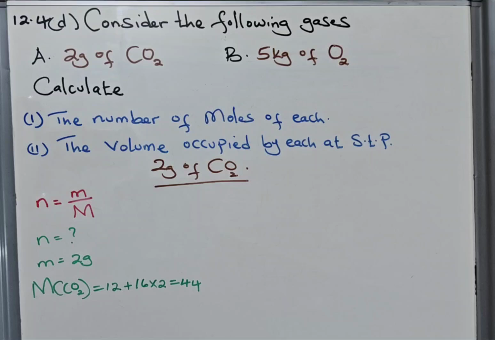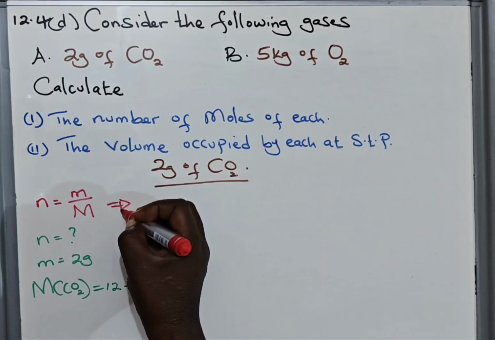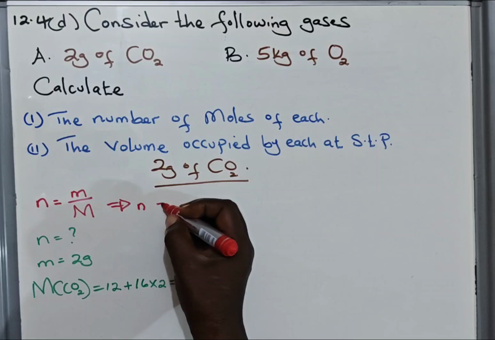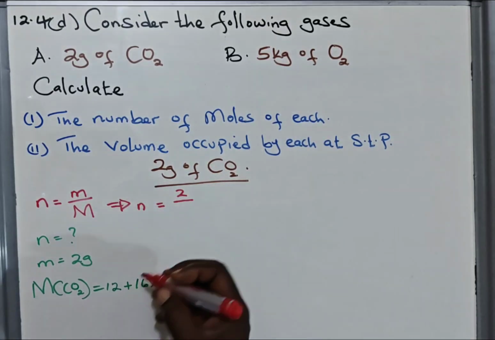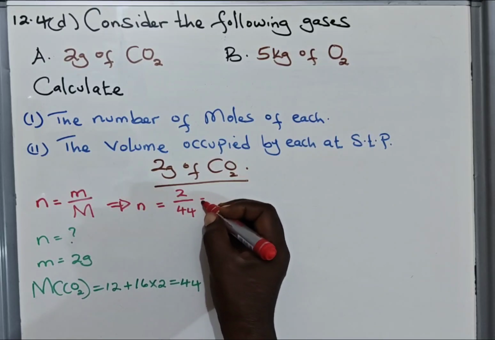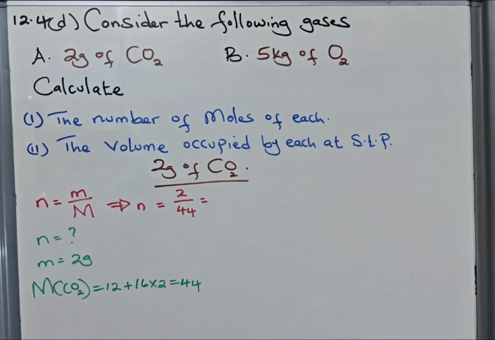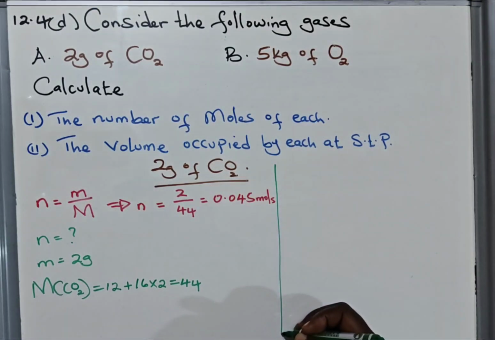So what is the next step? The next step is to substitute. We are calculating N, but we know mass, which is 2, and the molar mass, which is 44, giving us 0.045. Yeah, so now we have the number of moles of carbon dioxide.